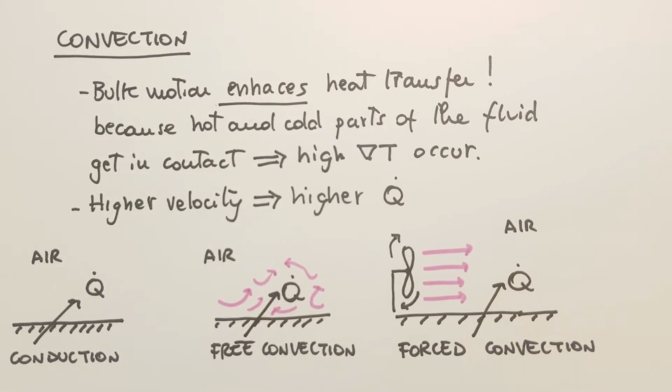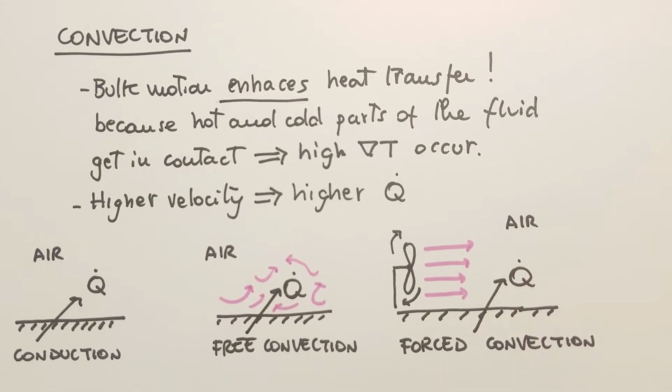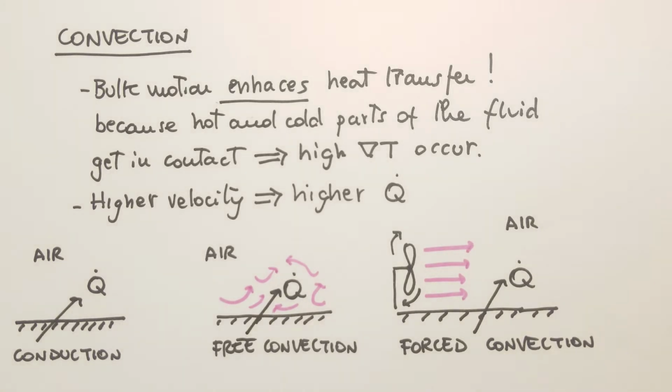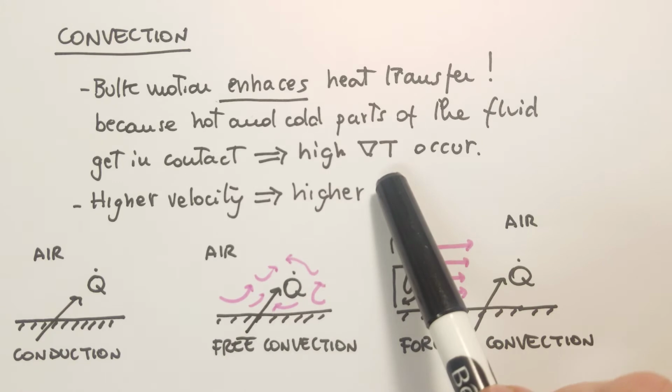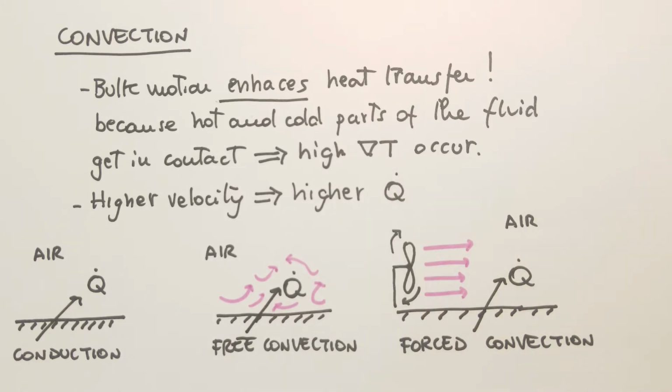The first central idea is that in convection, the bulk motion enhances heat transfer. This bulk motion basically brings hot parts of the fluid in contact with cold parts, and this interaction due to the mixing generates very high gradients of temperature. And in turn, we know that the higher the temperature gradients, the higher the heat transfer. And in general, the higher the velocity field, the higher the heat transfer.